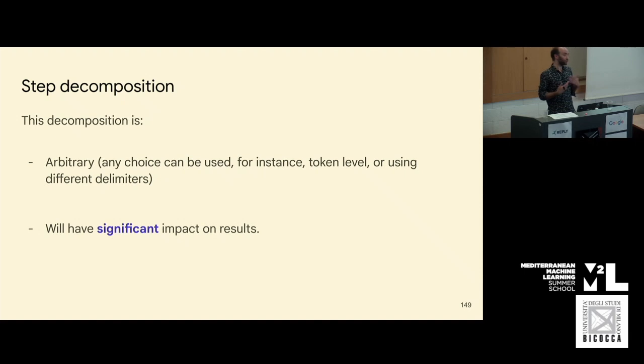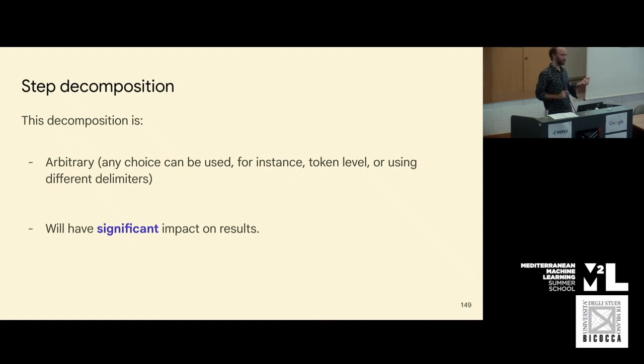So for instance, you could do it at the token level. You could say every step is sampling a single token. That's pretty wild because then you have a very long horizon. Or you can use different delimiters. What's commonly done, I would say, is to use a period. Periods in natural language have historically served to separate chunks of meaning, so it makes sense that every step of reasoning should be more or less delimited by punctuation. But this is a bit arbitrary, and if you have better ideas, you should investigate.